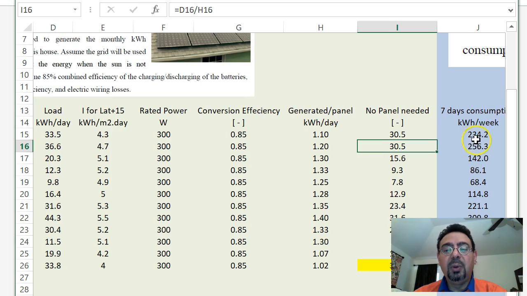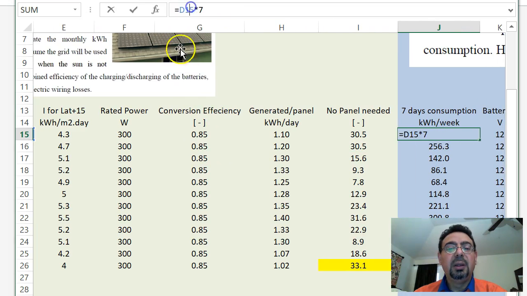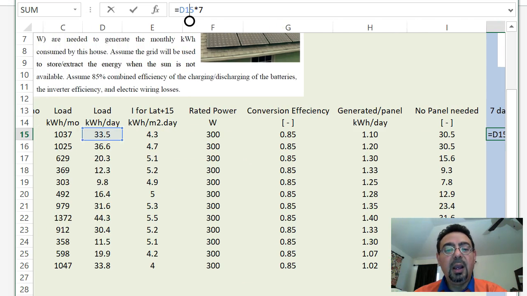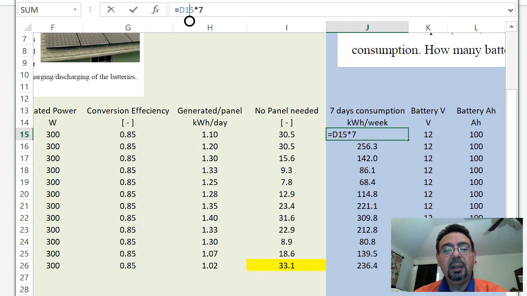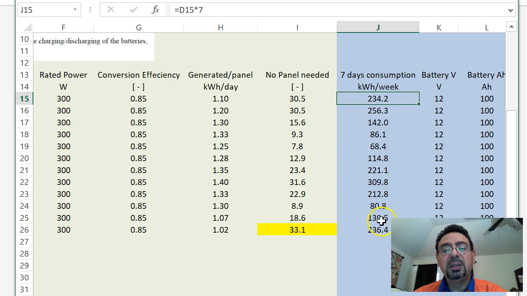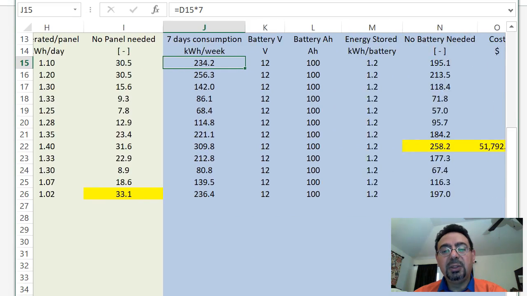So all I want now is to find out the weekly, like how many kilowatt hours are needed for a week of consumption. So I just multiply the load per day times 7. Okay, and you do this for every month. And now, okay, so this is how much I want to store.